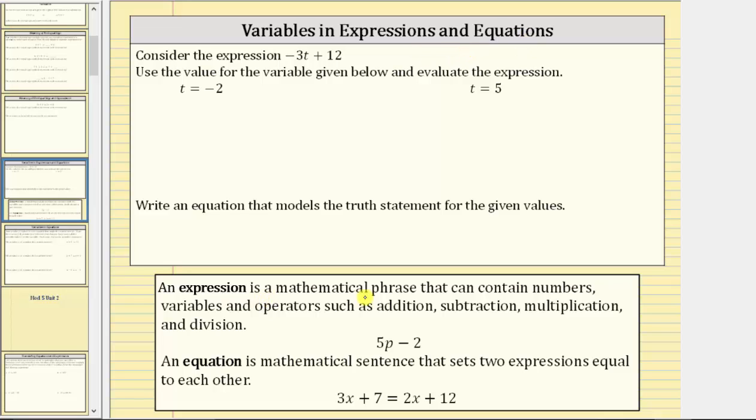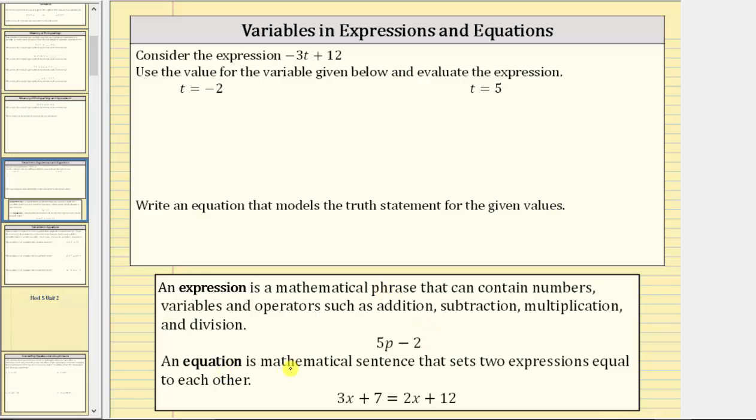An expression is a mathematical phrase that can contain numbers, variables, and operators such as addition, subtraction, multiplication, and division. An example of an expression with a variable is 5p minus 2. Notice for an expression, we do not have an equal sign.